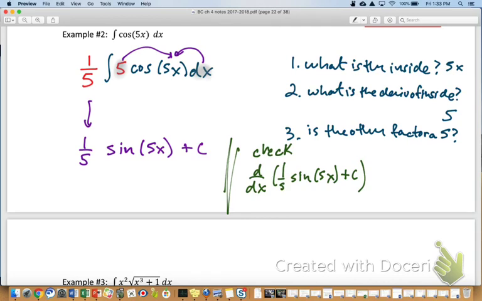Well, the derivative of plus c would just be a 0, right? Because that's a constant term. And then I would say the derivative of sine is cosine, so this would be 1/5, I'll put a little equal sign in there, 1/5 times cosine of 5x.